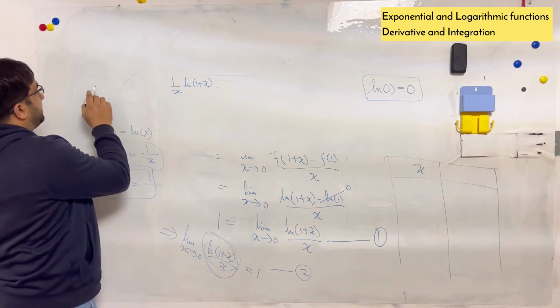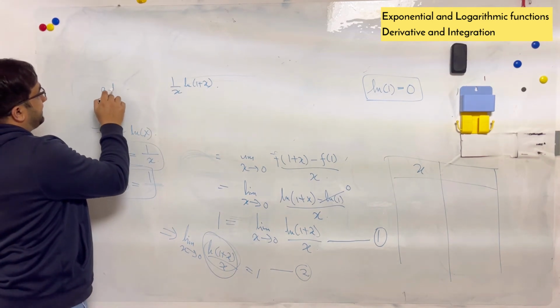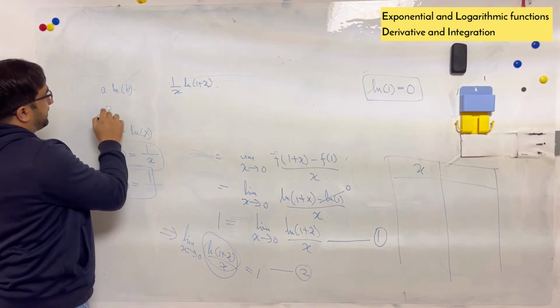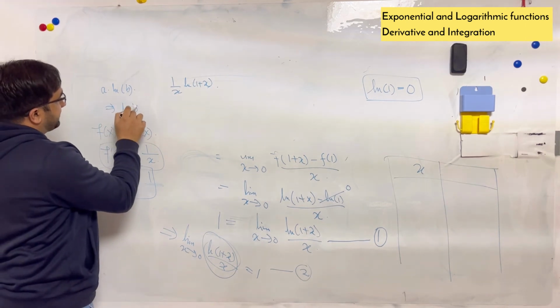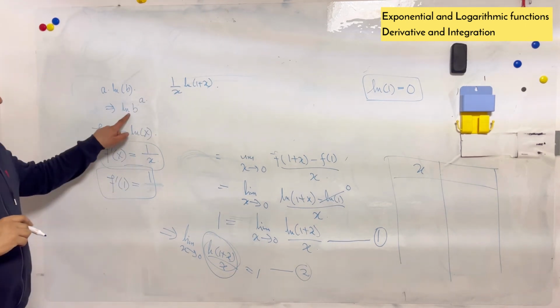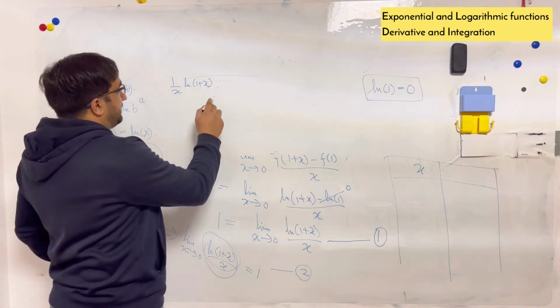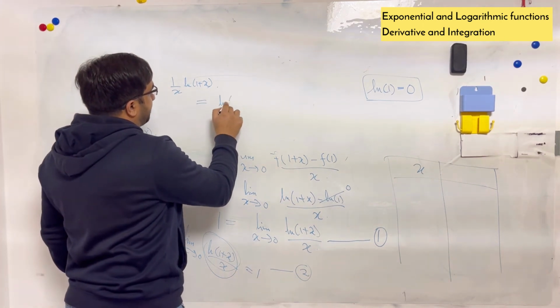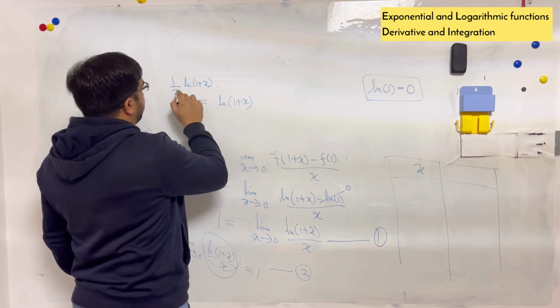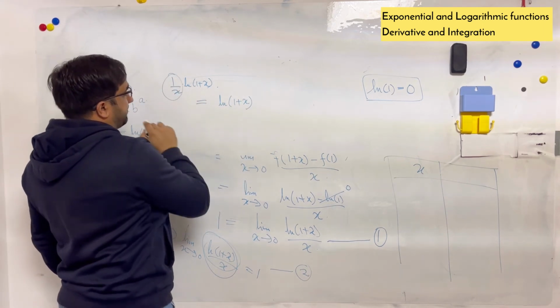Now you know that if you have something like a ln of b, you can write it as ln of b raised to the power a, right? You can always switch them. So you can write it as ln of 1 plus x raised to the power of this guy, which is the multiplier.